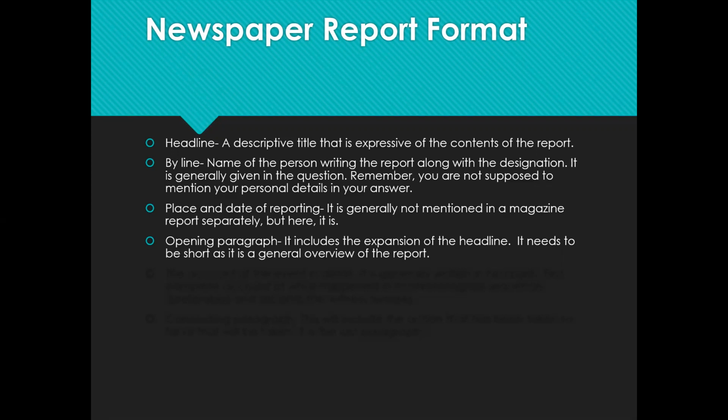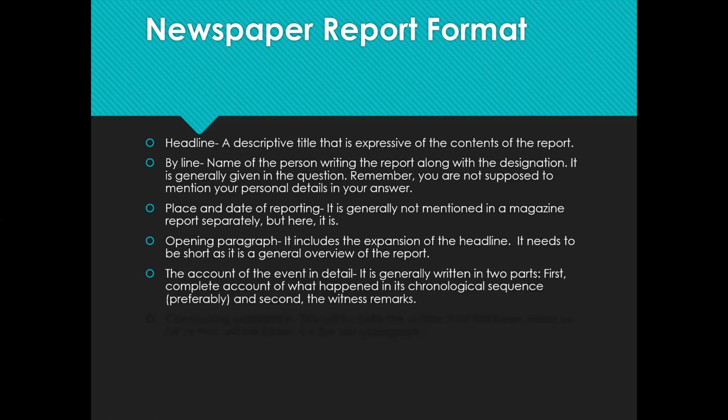The next one is the opening paragraph. The opening paragraph of a newspaper report should be an expansion of the title itself. So it should give an explanation about the title of the newspaper report. Then the next paragraph should deal with the account of the event in detail. The second paragraph should be the description of the event that has happened, in chronological order. That is, what happened first, and then what happened after that. It should be given in chronological order.